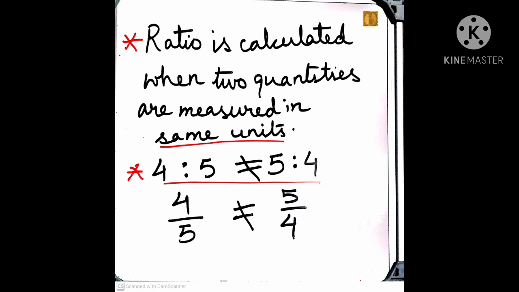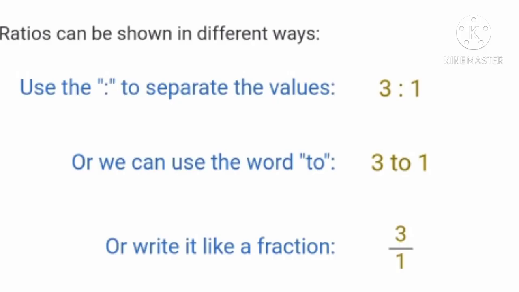The same ratio can occur in different situations. For example, the ratio 4 is to 5 is different from 5 is to 4. So the order in which the quantities are taken to express the ratio is very important. 4 is to 5 is 4 by 5 and 5 is to 4 is 5 by 4. A ratio can be treated as a fraction. For example, 5 is to 6 can be treated as 5 by 6. So this ratio can be shown in different ways. The colon is used to separate the values. We can use the words is to, or simply 3 to 1, or we can write it as a fraction 3 by 1.